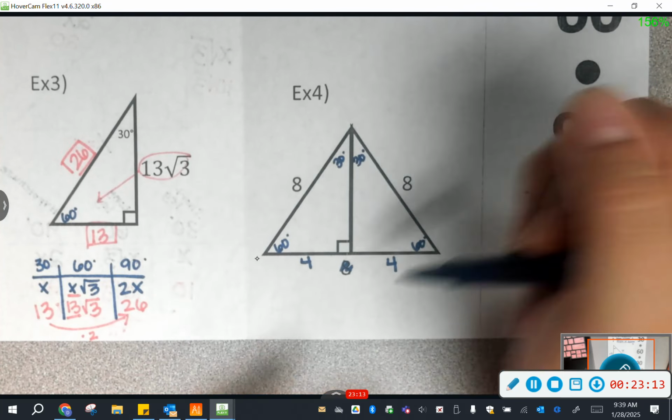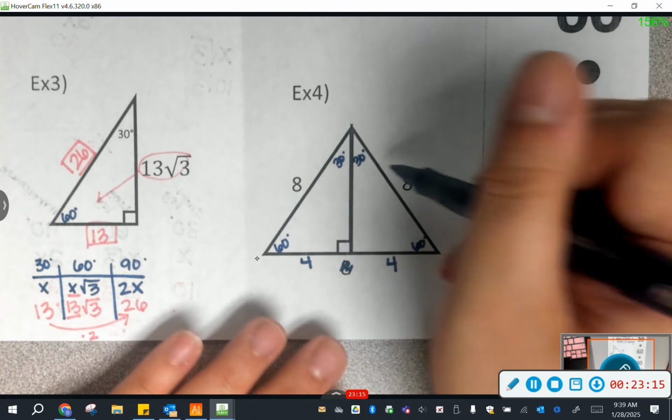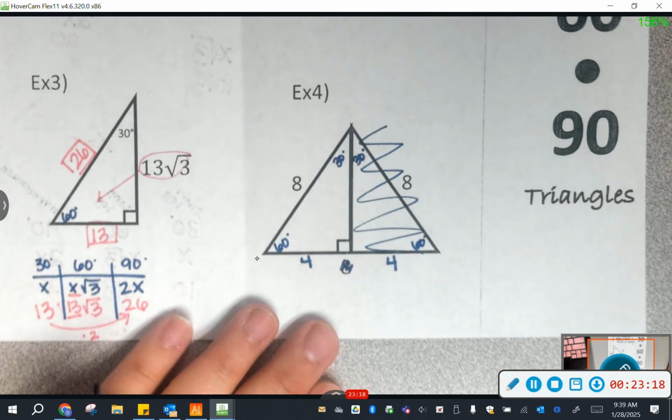These are the same triangles. You really only need to do one side. Like you could kind of cross this out if you wanted to.